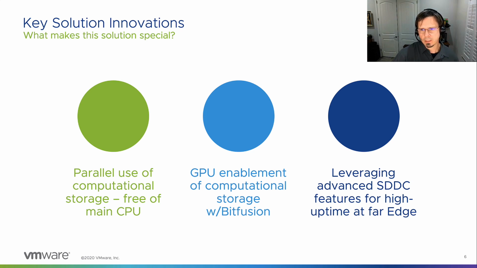The third piece is the advanced data center grade features that vSphere is bringing to the mix. This allows us to create a far edge analytics solution that can meet the uptime requirements that the business may require for critical path analytics solutions. And this includes, as I mentioned, the vSAN, the fault tolerance, and the high availability in general that we offer the solution. That also includes the Bitfusion piece I mentioned as well.